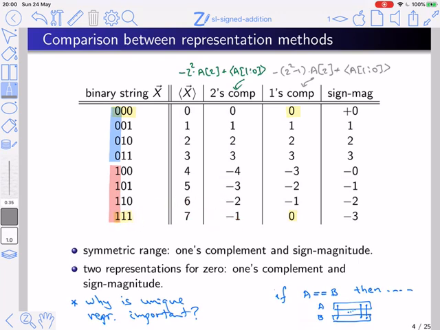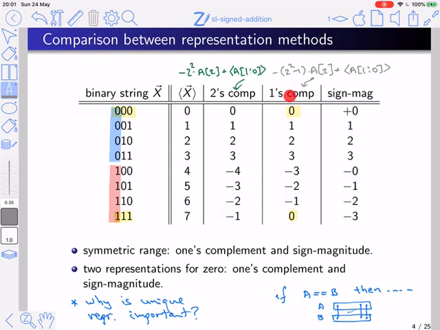So you see that in two's complement representation, each value is uniquely represented by a binary string. In sign magnitude, 0 has two representations. There's the plus 0 and the minus 0. So we have two representations for 0.